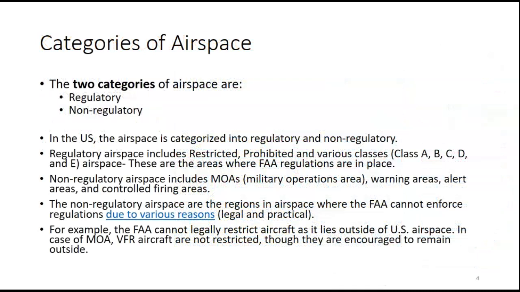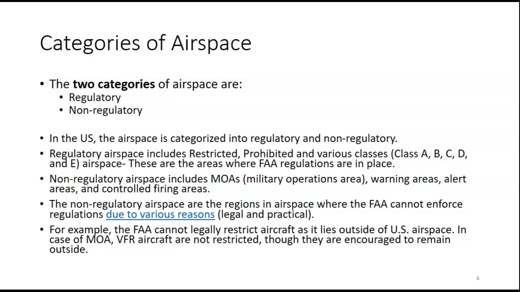There are 2 categories of airspace. One is regulatory, the other is non-regulatory. In the U.S., the regulatory airspace includes restricted areas, prohibited areas, and then Class A, B, C, D, and E airspace. These are where the FAA regulations apply. So if you violate an FAA regulation in this regulated airspace, you are subject to a citation, and you may lose your privileges.